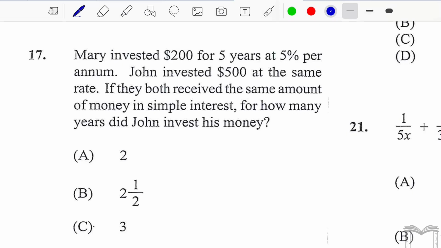Number 17. Mary invested $200 for 5 years at 5% per annum. John invested $500 at the same rate. If they both received the same amount of money in simple interest, for how many years did John invest his money? So let us start by finding the simple interest for Mary.